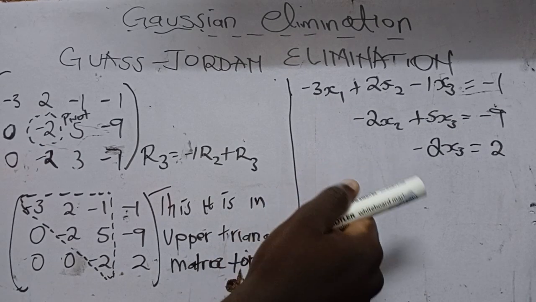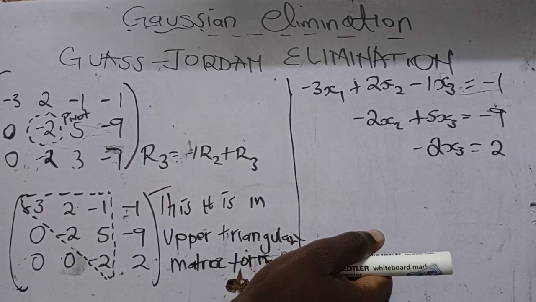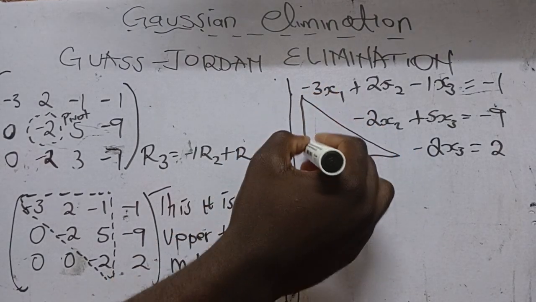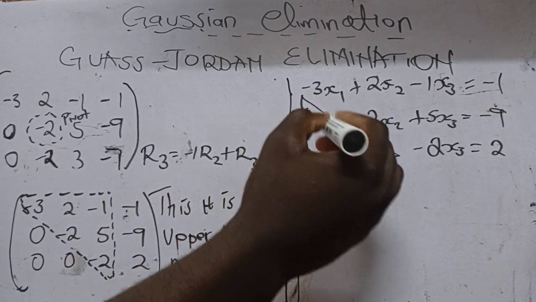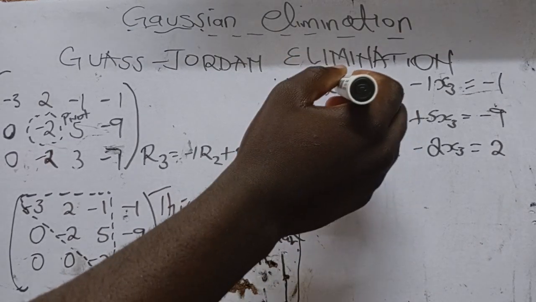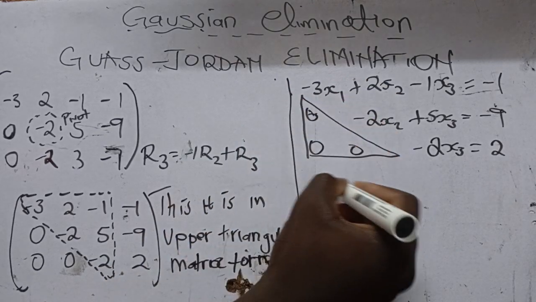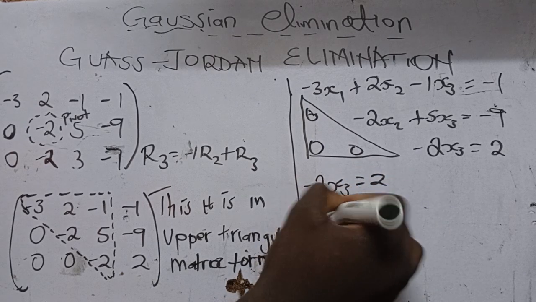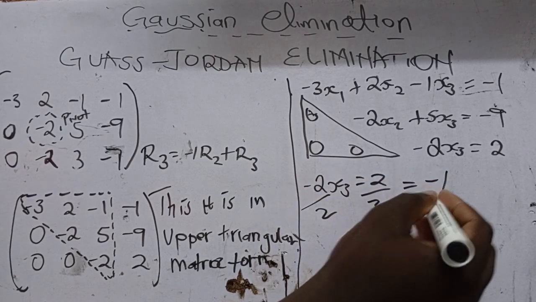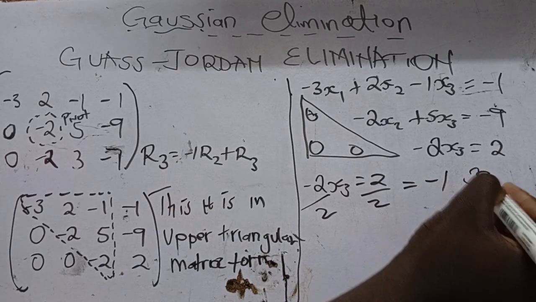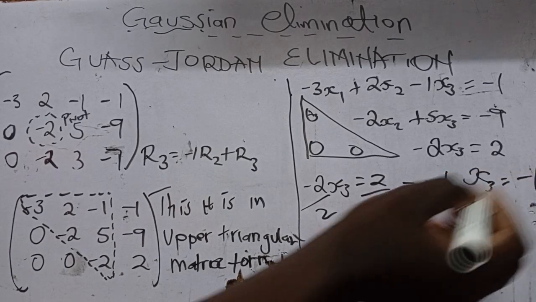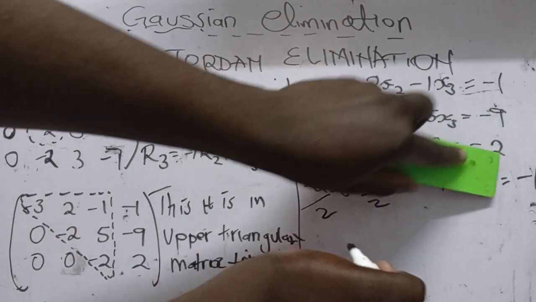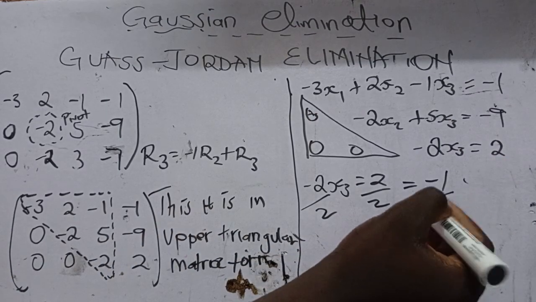I think now you can do it well. Negative 2x3 is equal to 2. It will be negative 1. So x3 is equal to negative 1.